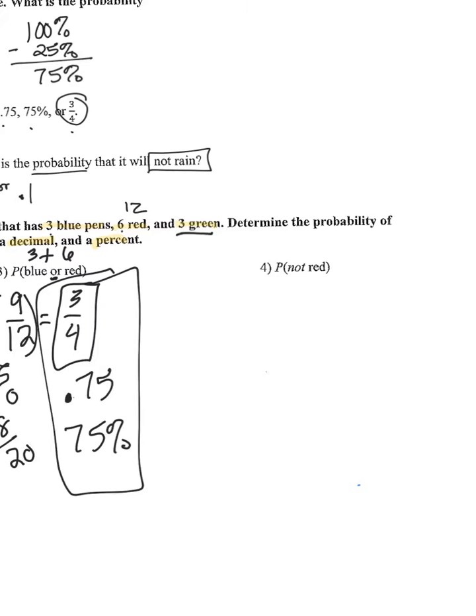Then number 4, the probability of a non-red pen. So there's 6 red, so we don't want red. We're looking for green or blue. So that would be 6 of them. So 6 over 12. You can reduce that down to 1/2. Again, you can divide if you need to. 0.5, 50%.